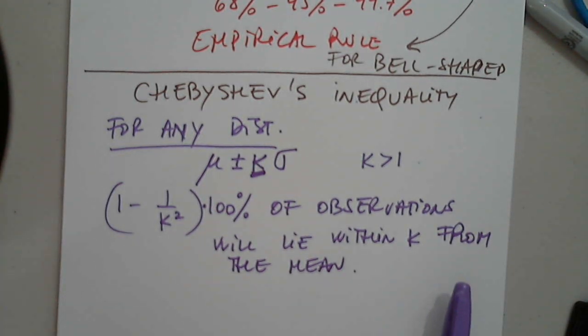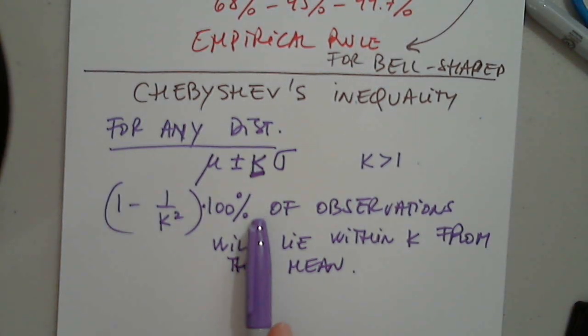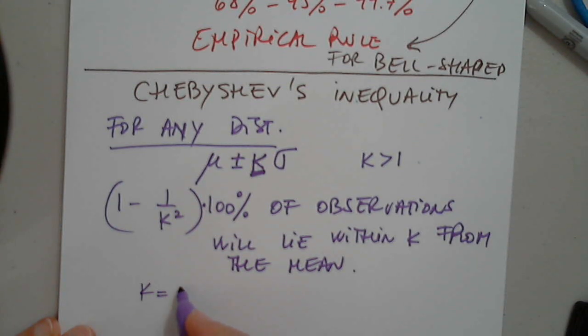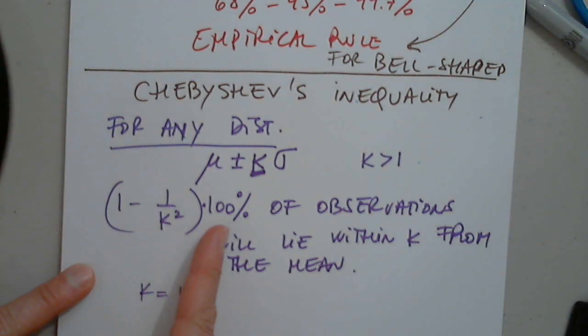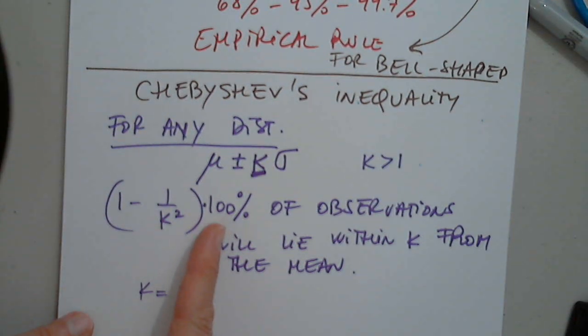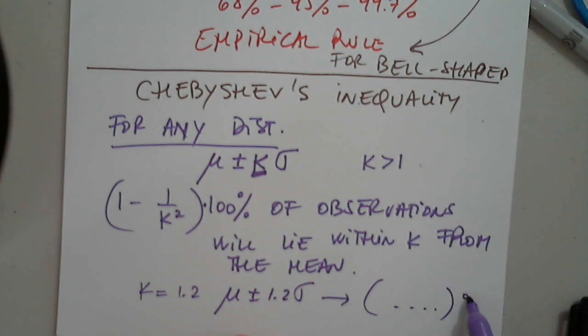We can determine this once we establish k. If we have k, we just plug it in the formula. So for example, if k is 1.2, all I have to do is calculate 1 minus 1 over 1.2 squared, multiply by 100, and I will tell you that mu plus or minus 1.2 sigma will have such and such percent of observations.